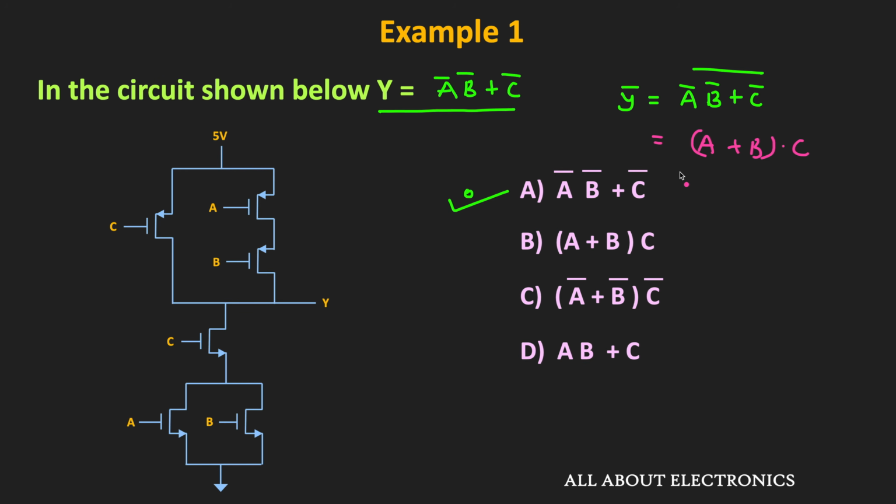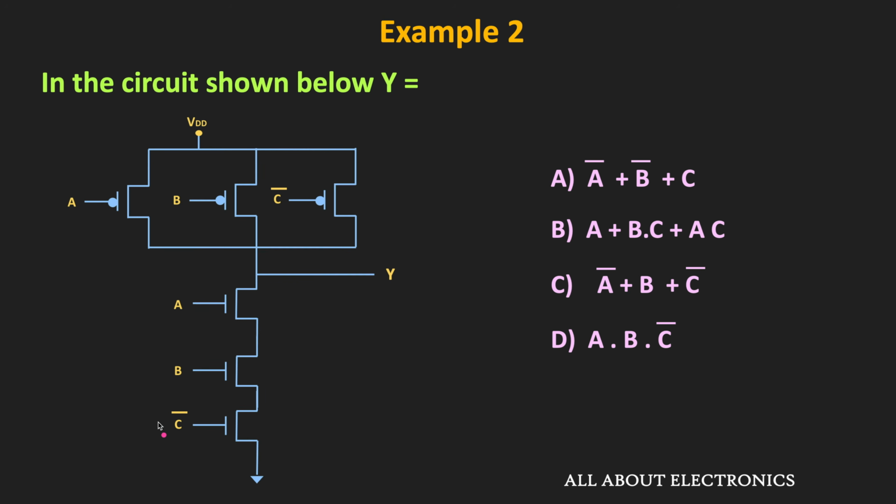That means in the NMOS network, both A and B transistors will be connected in parallel, and to that parallel connection, the C transistor will get connected in series. And if you see the PMOS network, then that will be the dual of this NMOS network. That means in the PMOS network, the A and B transistors will get connected in series, while the C transistor will get connected in parallel. So in this way, from the given Boolean function also, we can implement the CMOS logic circuit. But anyway, for the given question, A is the correct answer.